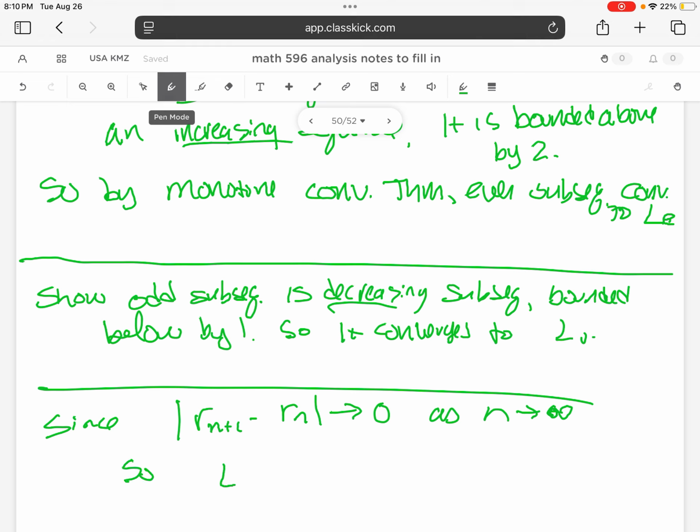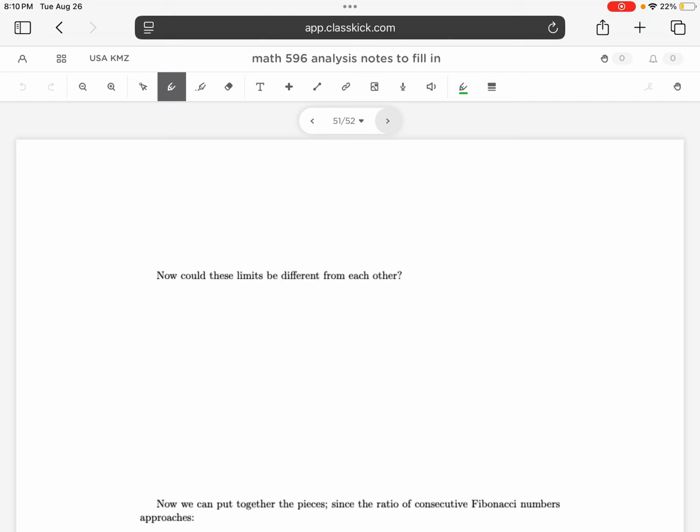So that means that our odd and our even subsequence limits are equal to each other, and therefore the limit of the sequence is going to exist. Putting that together with what we showed on the last slide, that limit must be equal to the golden ratio phi, 1 plus the square root of 5 over 2. Now we can put all of the pieces together.